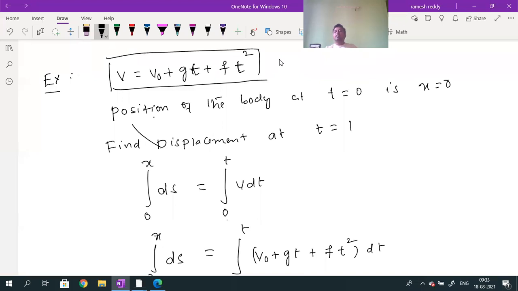Okay? So displacement formula: integration of ds is equal to integration of v into dt. The first thing you should come to know is when I will use this equation: 0 to x ds will be equal to 0 to t v into dt. How can I write the limits? Limits can be written based on the given data. They have given the initial displacement value 0. Now I call the final displacement value x. Here you can write x also, s also. And here integration is with respect to time, so initial time is 0, final time is t.